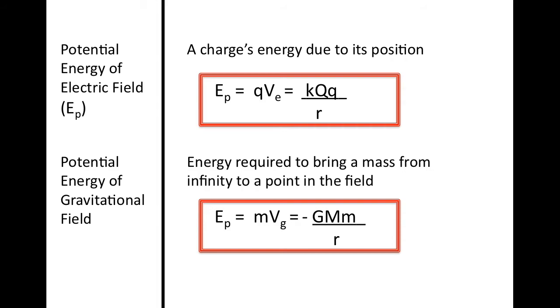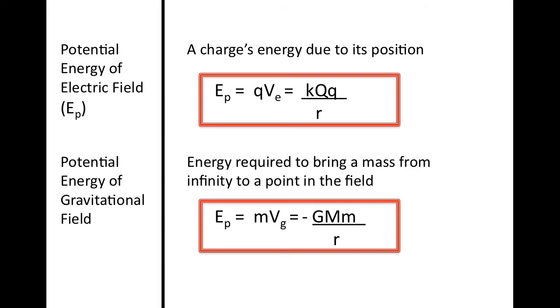When you release those charges, they will attract or repel, releasing that energy. Opposite charges will attract, just like Earth and an object with gravity. Like charges will repel. The gravitational potential energy of a mass m is the energy required to bring the mass m from infinity to a point on the field. It can be calculated by simply multiplying the gravitational potential at that point by the mass m.